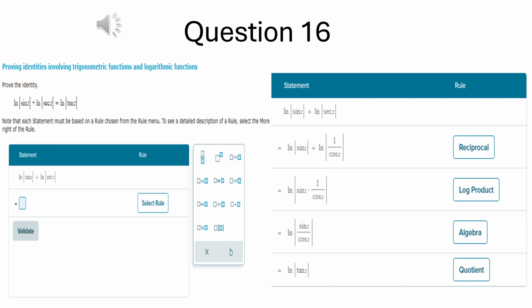Finally, you apply the product rule of the logarithm. When you have two logarithms, addition means multiplication. You condense it into only one logarithm of the multiplication, sine times 1 over cosine, sorry, reciprocal. Finally, algebra. Put together. Now, finally, quotient. Sine over cosine is tangent. So logarithm of tangent is exactly the same as the right hand side. Done.